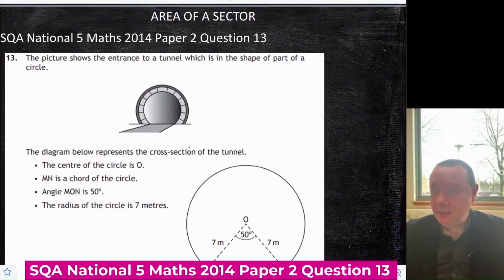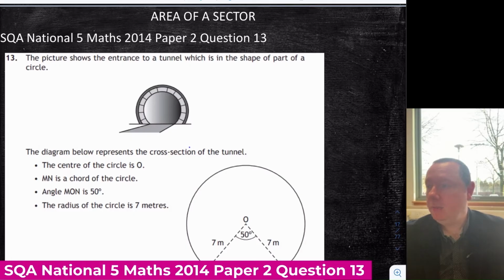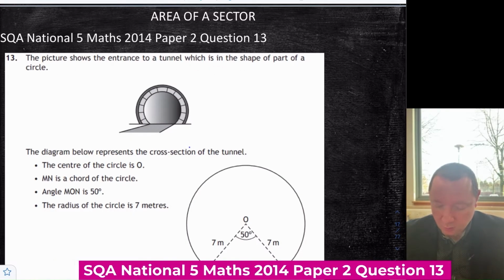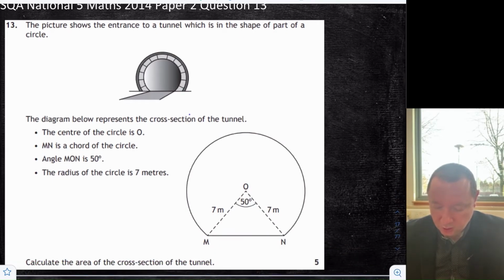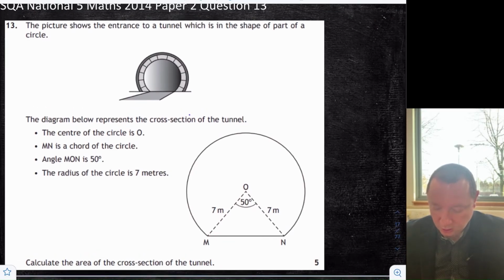So 2014, paper 2, question 13. The picture shows the entrance to a tunnel, which is in the shape of a part of a circle. The diagram represents the cross section, and it says the centre is O. You've got the angle 50 degrees. This is 7 metres. Calculate the area of the cross section of the tunnel. So this is quite a long, hard one to start us off with. You've got to calculate the area of the arc and then add on the area of the triangle, which is using trigonometry. So check my previous videos on that, half AB sine C.